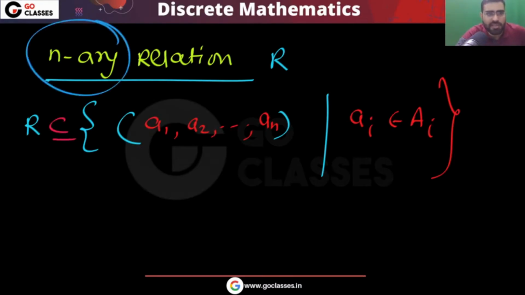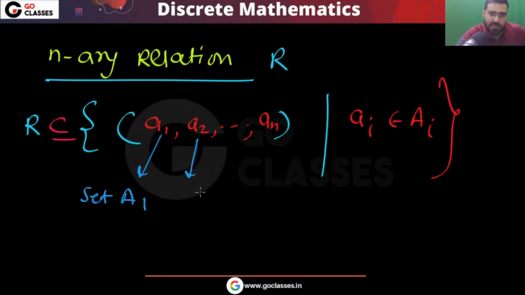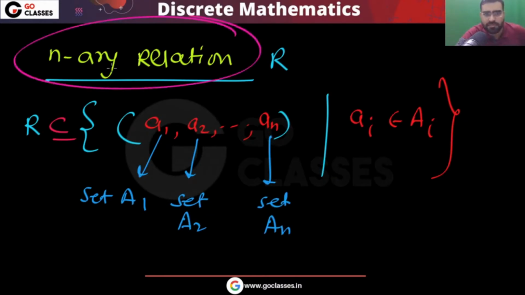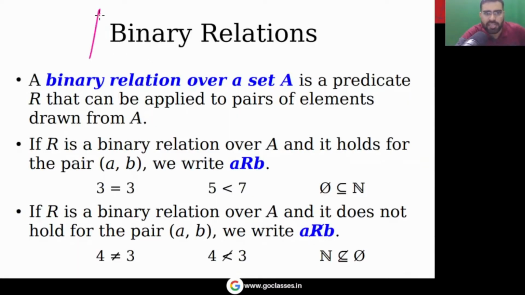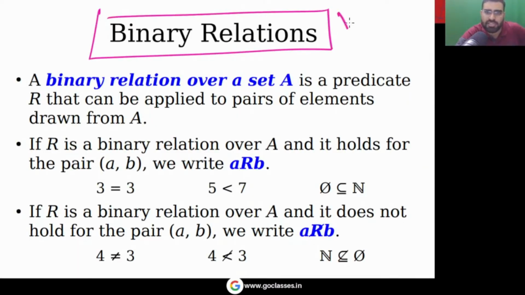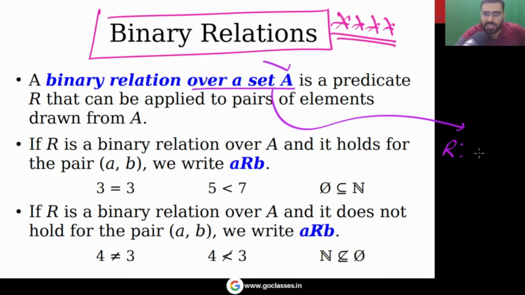An n-ary relation means there are many sets. For example, maybe this is coming from set A1, this is coming from set A2, and so on, and this is coming from set An. Anyway, most of the time this binary relation is important. Most of the time they will ask you about relations which are on set A. This type of relation is basically from A to A, or you can say it is a subset of A cross A. In this type of relation, you will have ordered pairs.